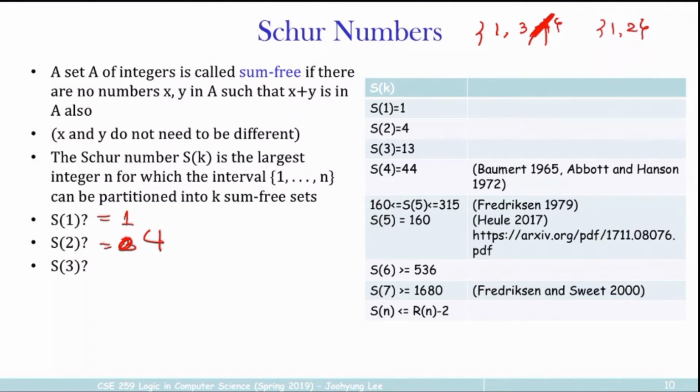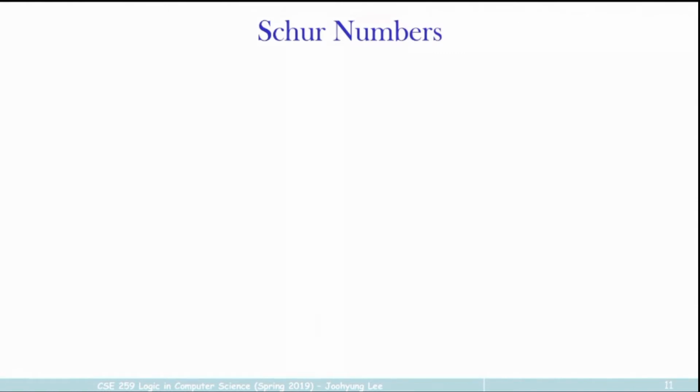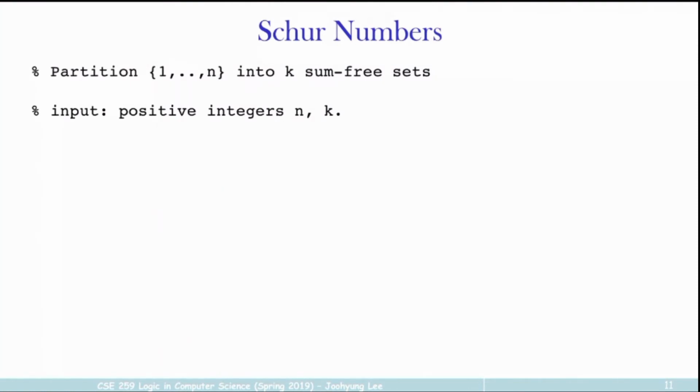Okay, so we are going to solve this problem using Clingo. And how many rules do I need? I'm going to use 2 rules to solve this problem. Okay, what are the 2 rules? So as we know that we have to partition the interval 1 through n into k some free sets. So we have given 2 parameters, n denoting the size of the interval, and k is the number of buckets.